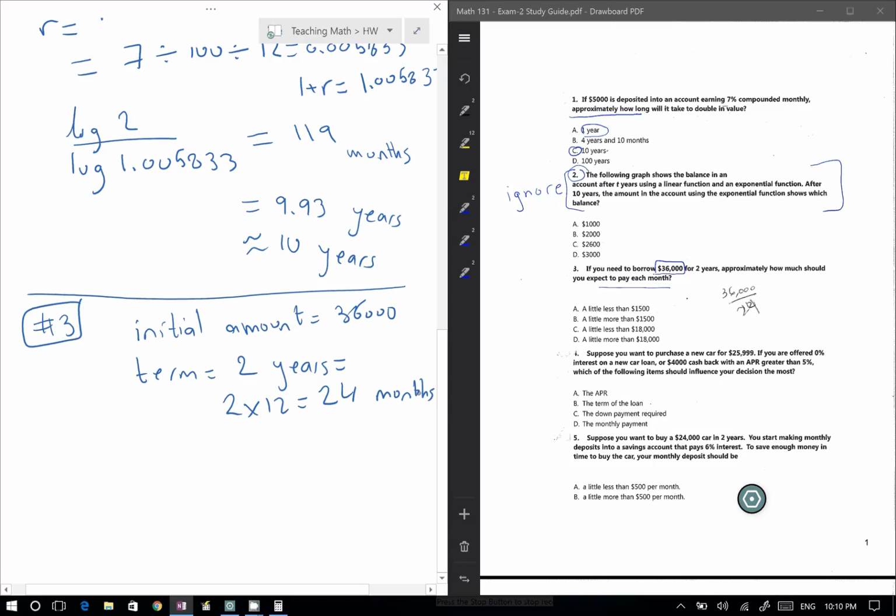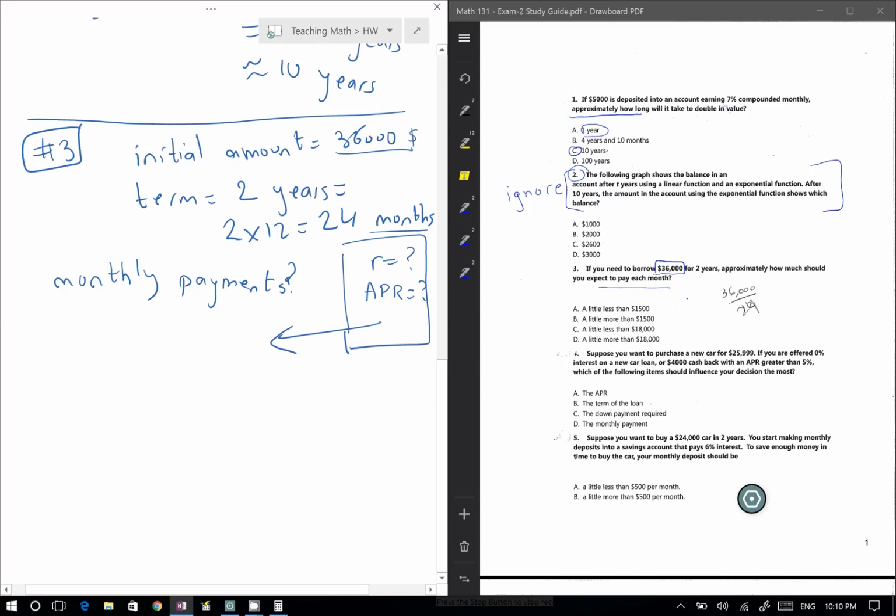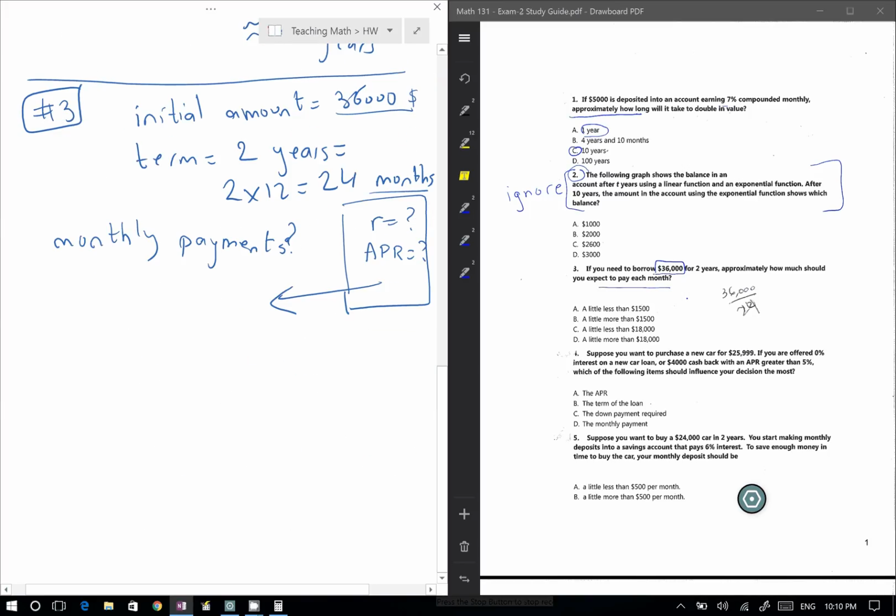Now we want monthly payments, but if we remember, we always need the dollar amount, we need the terms, but we need the interest rate. I don't have R, I don't have APR. So what should I do? I don't have them. It's time for assumptions. Okay, so assume R is equal to 0.